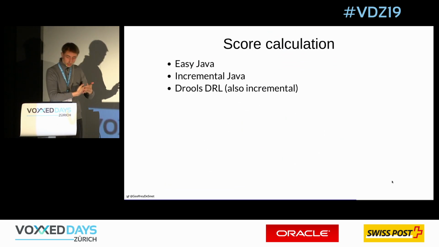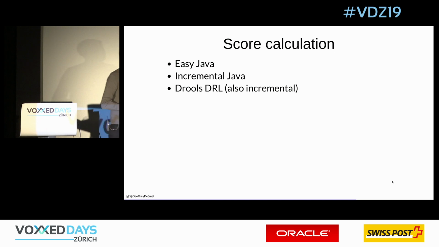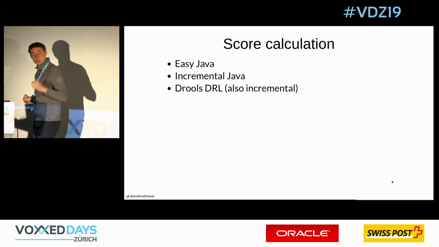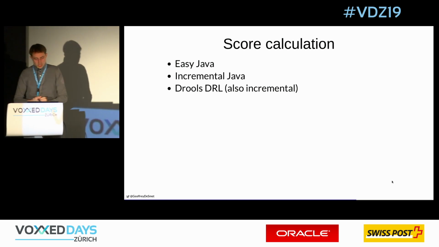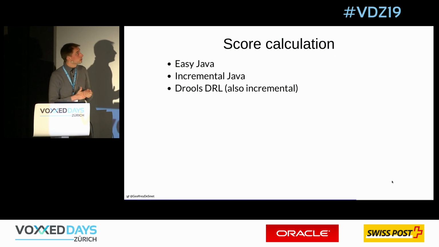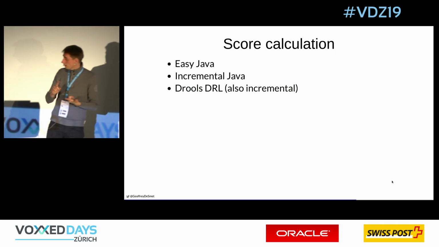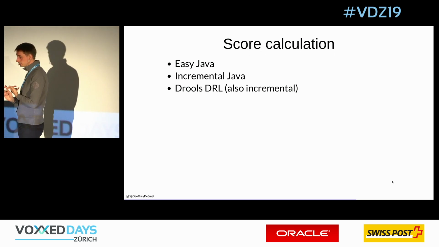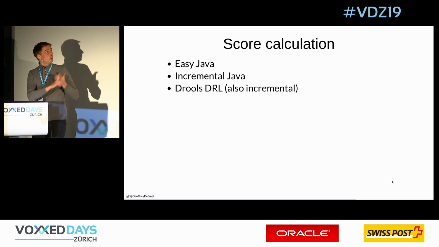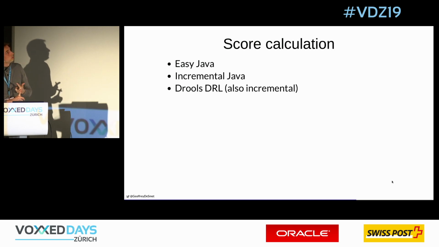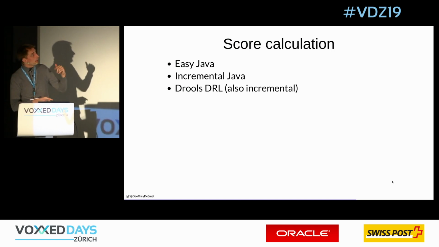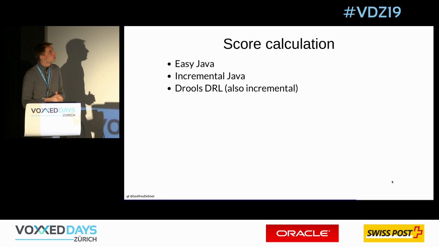So how do we calculate the score? How do we write that in Java or in the Drools DRL language? OptaPlanner has 3 options. You can do it in easy Java, which is very easy. I'll show you. And then we have incremental Java, which is, if you want to go insane, that's the way to go. And then you have the Drools DRL, which is actually like incremental, but a more sane approach.